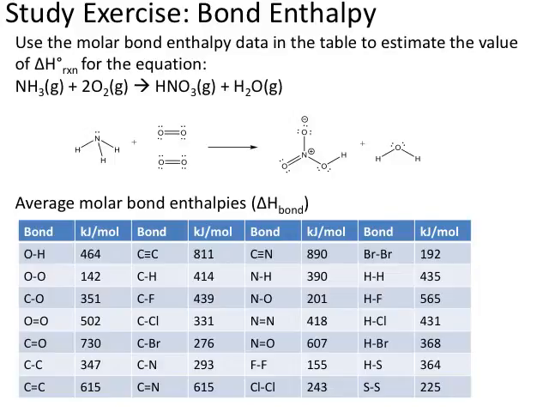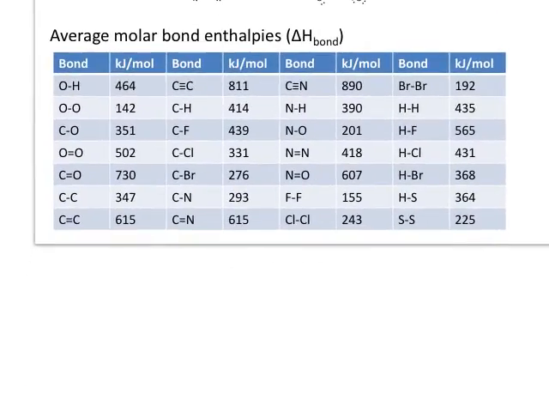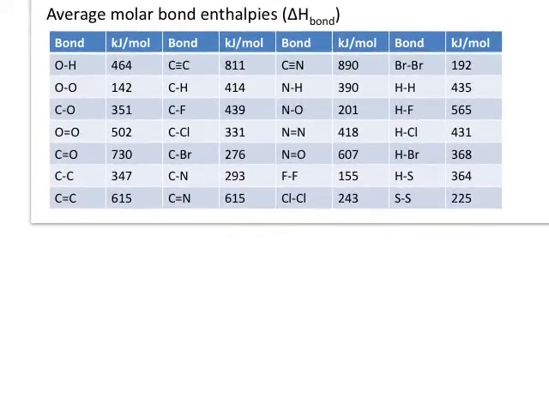Next problem is problem 9-4, and it says use the molar bond enthalpy data in the table to estimate the value of the delta H of reaction for this equation. Now, when you're calculating, I'm going to come down here for a second. Okay, when you're calculating these, there's some rules.